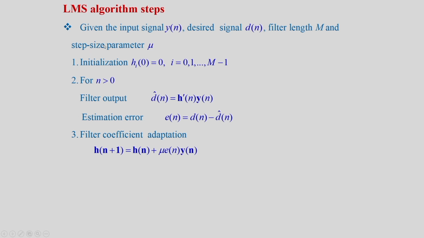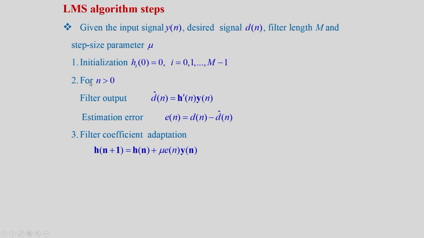We can give the steps of LMS filter. Given the input signal Yn, the desired signal Dn, the filter length m, and the step size parameter mu, these are the input to the algorithm. Initialization: hi 0 is equal to 0 for i equal to 0 up to m minus 1. All the filter coefficients are initialized to 0.